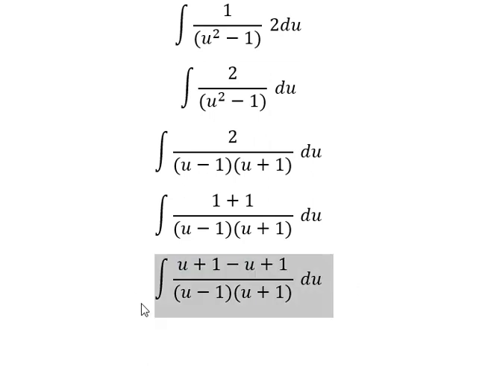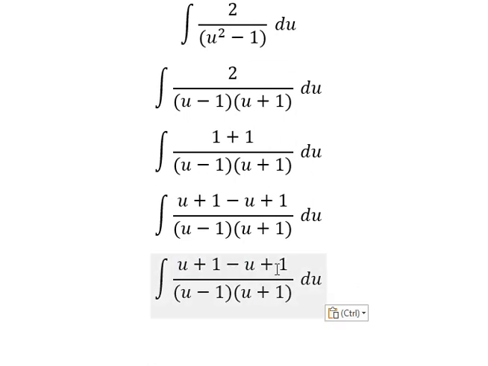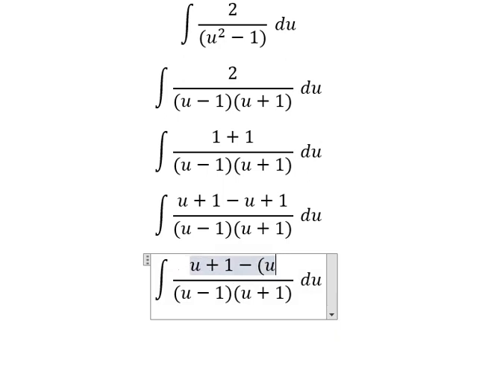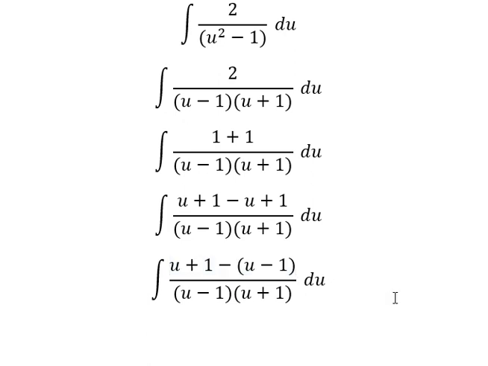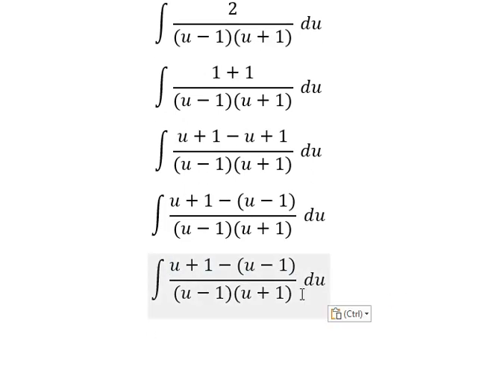Next, this one we can do factorization by negative number 1. So this one divided by this one, and u minus 1 divided by u minus 1, we have number 1.